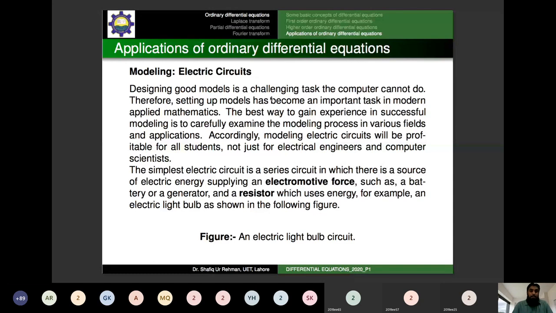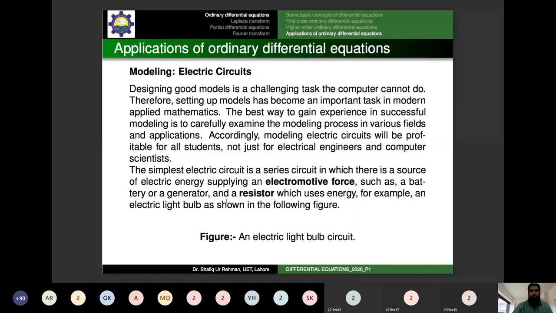The simplest electric circuit is a series circuit, in which all the components, all the elements, are connected to one another. We know the difference between sequence and series. It's a series circuit in which there is a source of electric energy supplying an electromotive force. We see physically, as an example, a battery or a generator. So these are the sources of energy behind the scene.